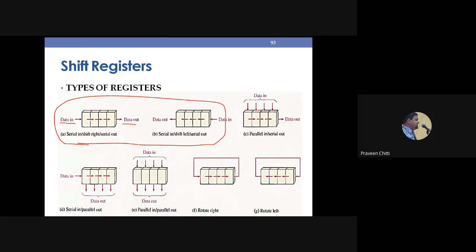Here you can see you are inputting the data simultaneously, so it is called parallel in. But the output you are not taking simultaneously. You are taking output one bit at a time like this. So it is called a parallel in, serial out shift register. Similarly, here you can see data is entering from one end bit by bit, and you are reading all the data outputs simultaneously. So it is called what? Serial in, parallel out shift register. Similarly, if you enter all the data bits simultaneously and take the data out simultaneously, it is called a parallel in, parallel out shift register.